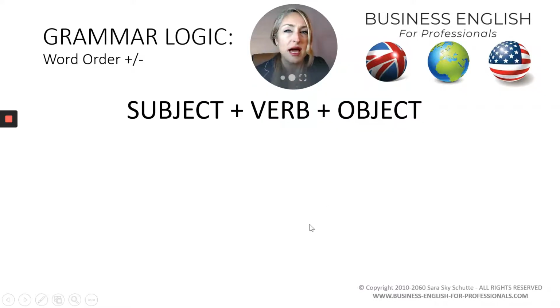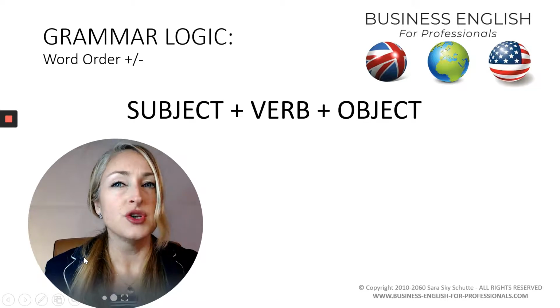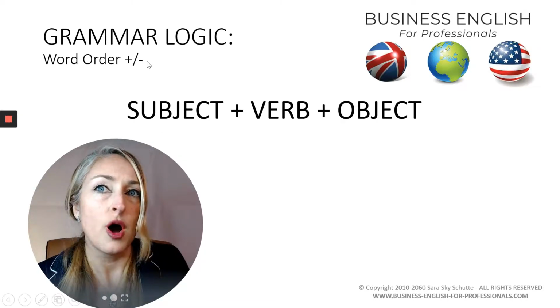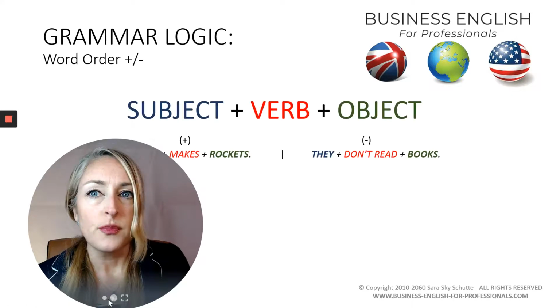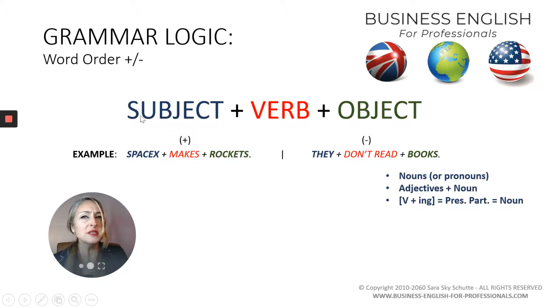But let's take a look now at the main structure of a sentence and the word order. In English, generally speaking, we have subject plus verb plus object, speaking about affirmative and negative sentences. For example, we could say: SpaceX, subject, makes, verb, rockets, object. Okay, this is with nouns. Here we've got a pronoun, they, don't read, negation, present simple, the verb, books, object. Now that's your main structure.